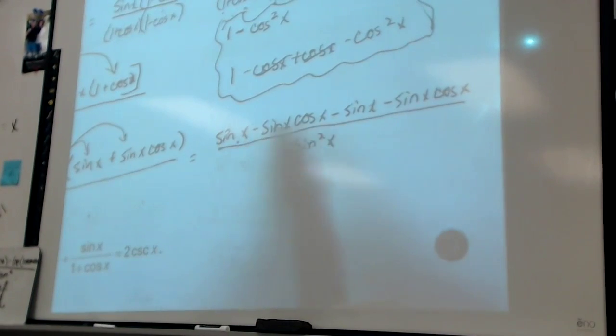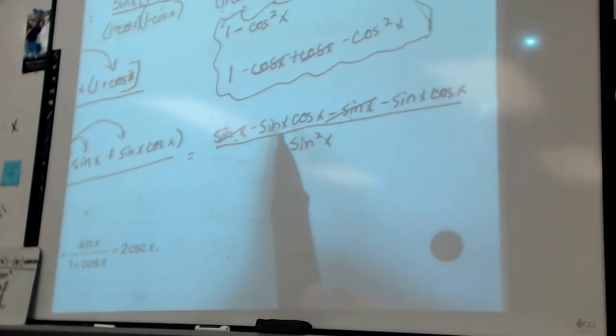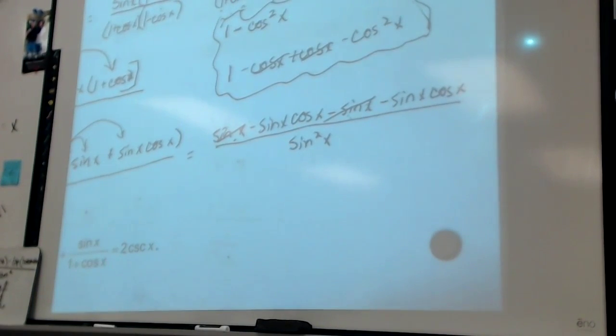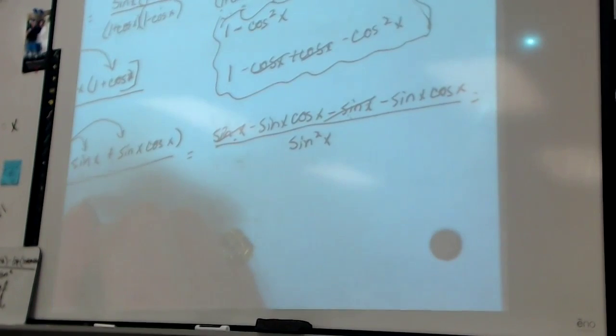All right, so let's combine like terms on the top. I've got a sine x here and a negative sine x here. I can cancel those out, can't I? Then I have a negative sine x cosine x and a negative sine x cosine x. Those are like terms. So if I add them together, I would get negative 2 sine x cosine x, right? It wouldn't be that squared. It'd be just 2 in front, because we're just combining like terms.